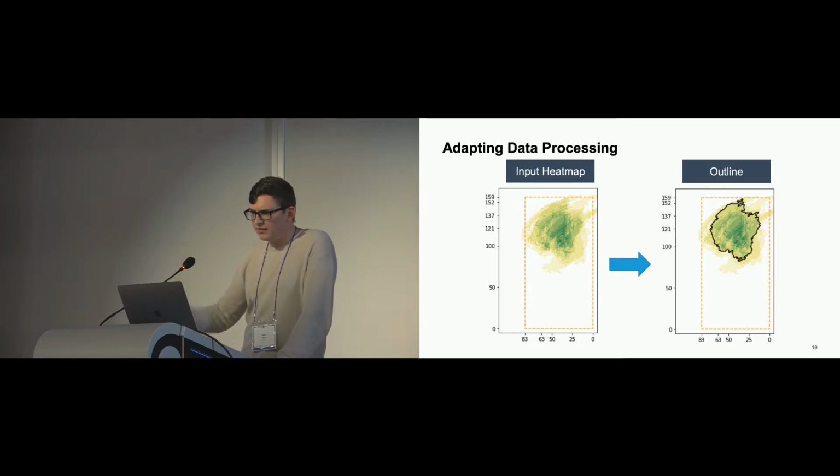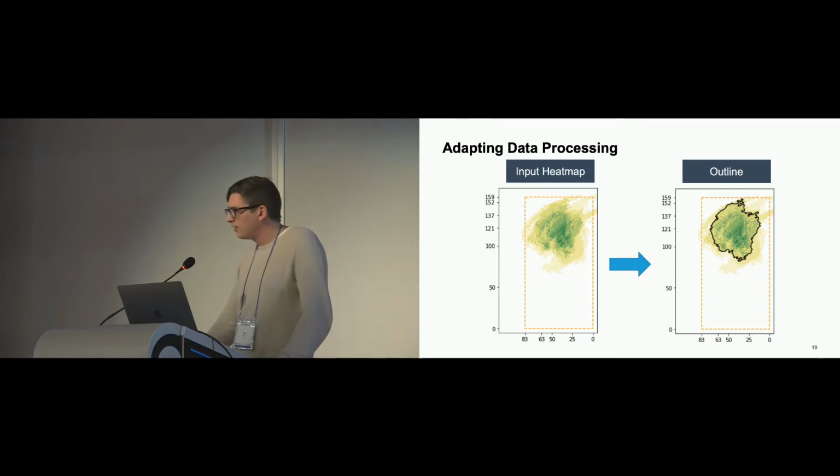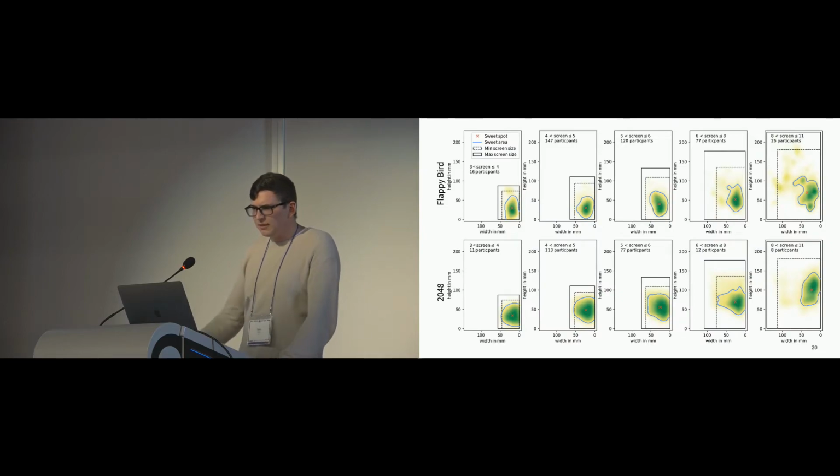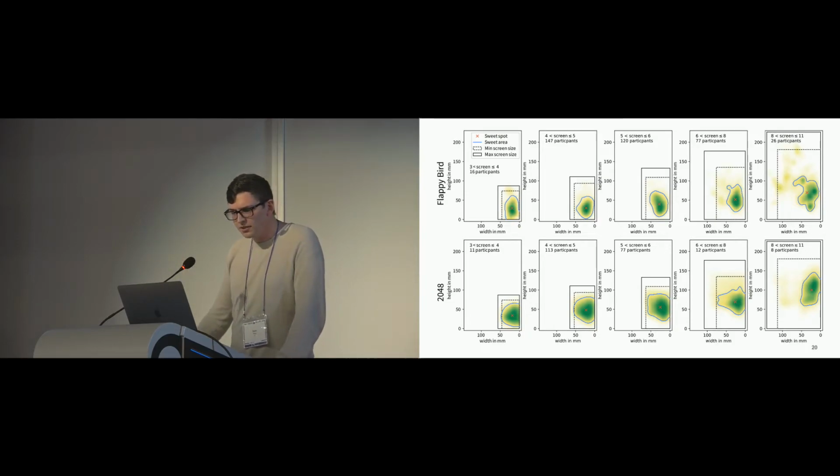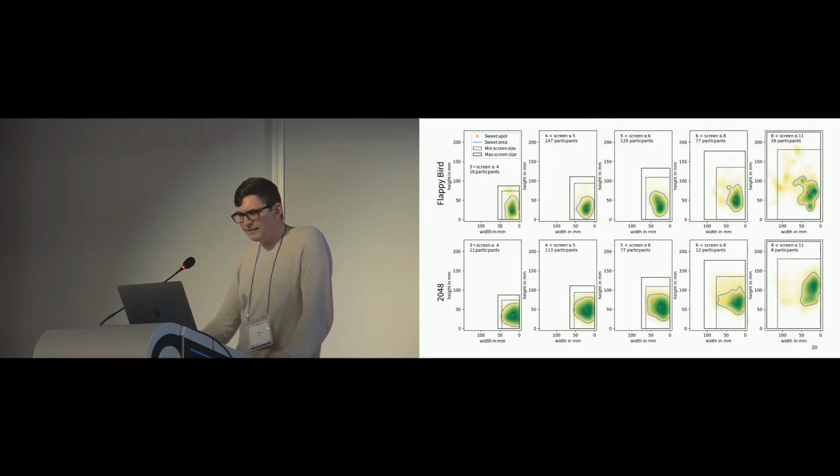So we had the first heat map, the input heat map, and then we applied some filterings to actually gain this outline, which you can see on the right. And we did this for bins of devices, 3 to 4, 4 to 5, 5 to 6, 6 to 8, and 8 to 11. The 5 rows here, 5 columns here. And then we distinguish between the taps and the swipes here, Flappy Bird, the taps, and the swipes 2048.